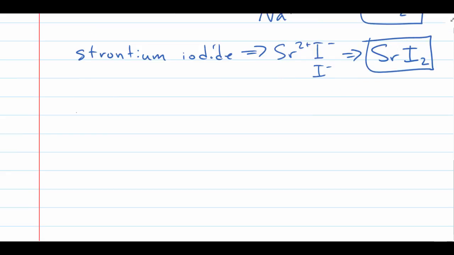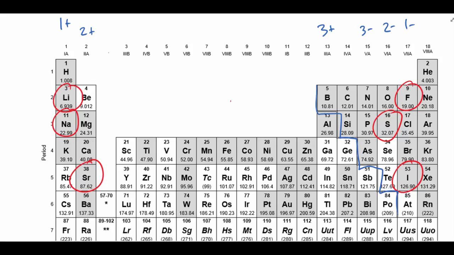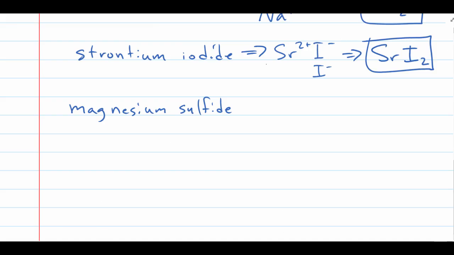Let's try another one. And if you have any questions, raise your hand. Otherwise, we'll just keep doing some examples here. Next up, we're going to do magnesium sulfide. For magnesium sulfide now, we look up magnesium. Charge on magnesium is 2 positive because we find it here. Sulfide is going to be 2 negative. So we have Mg 2 positive, S 2 negative. What happens to charges here? They balance out, they cancel out.